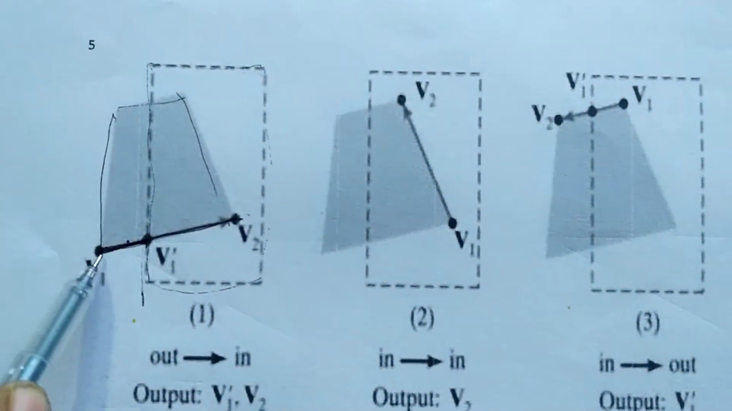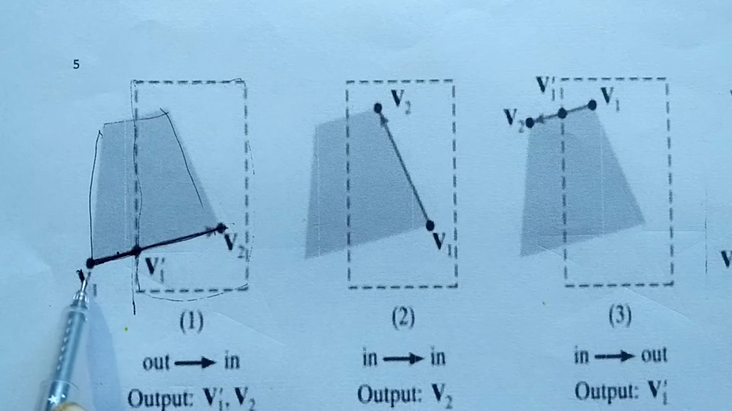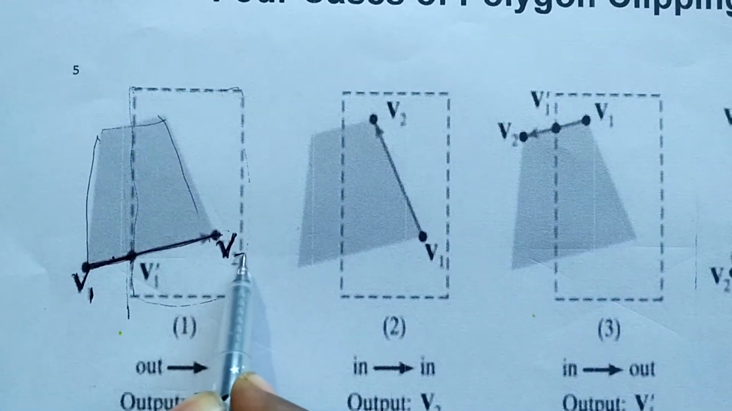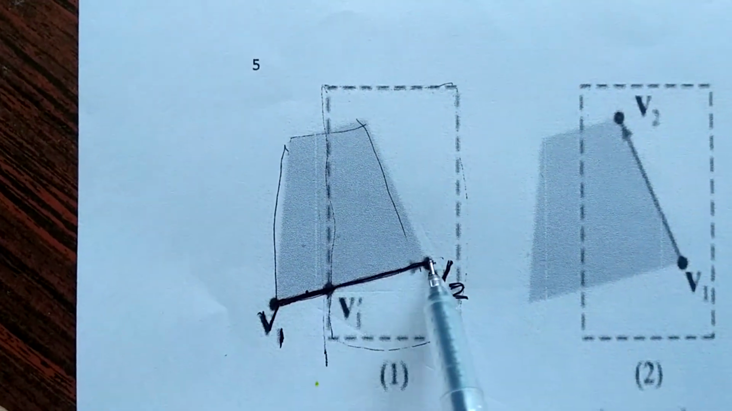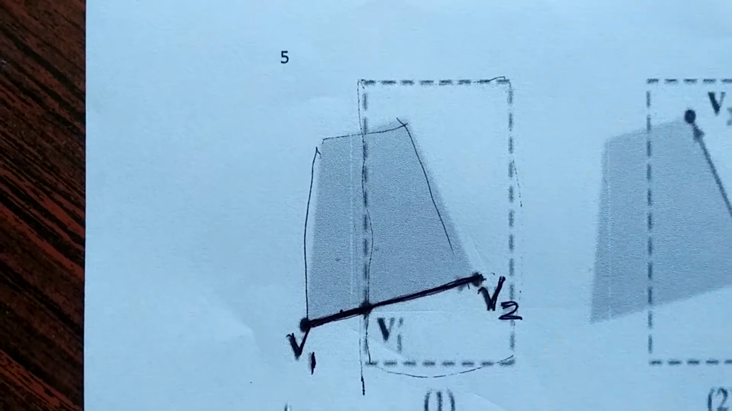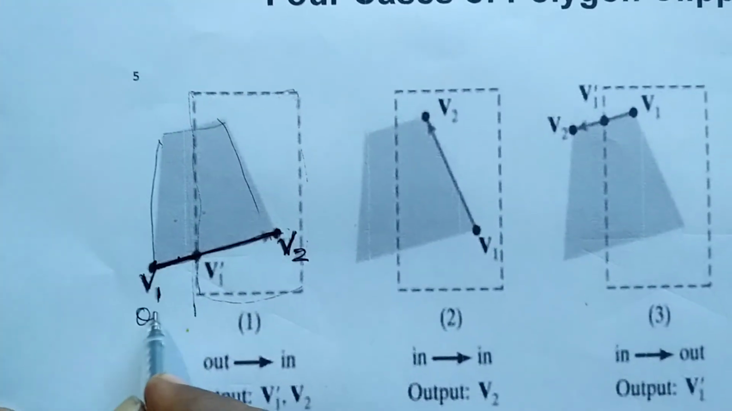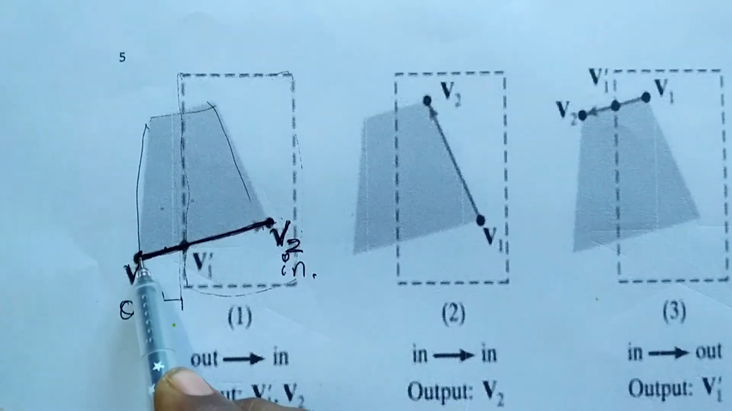You need to check the complete edge of this polygon. The vertices of this edge are V1 and V2. This edge is entering the clipping window, right? This edge is entering inside the clipping window. That is, this will be out and this will be in. So the edge is from out to in.